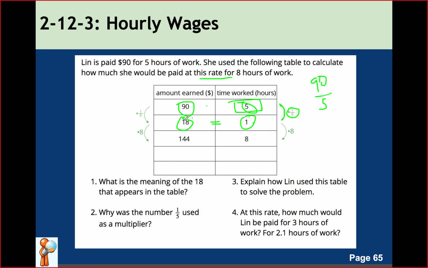So if you work somewhere for 2 hours, you would have 18 times 2. However, we're looking for 8 hours. So we're going to multiply 1 times 8, and then 18 times 8, because for each hour you get $18, and there's 8 hours. And our answer is 144.